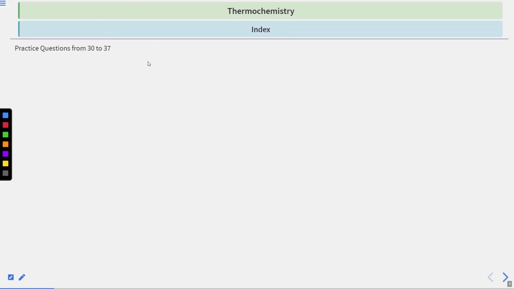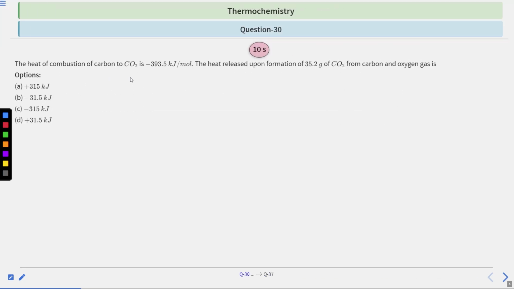So this is our index slide. Today we will discuss some practice questions, from question number 30 to question number 37. Let's start with question number 30.